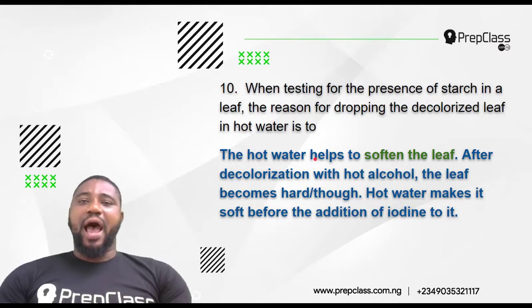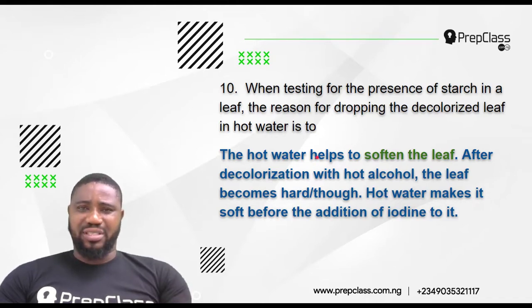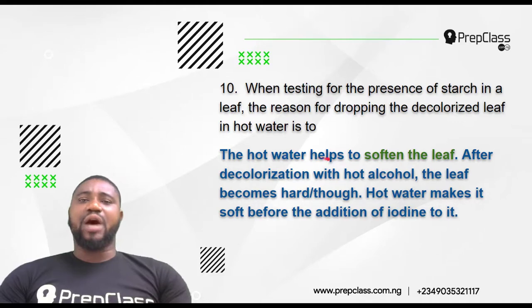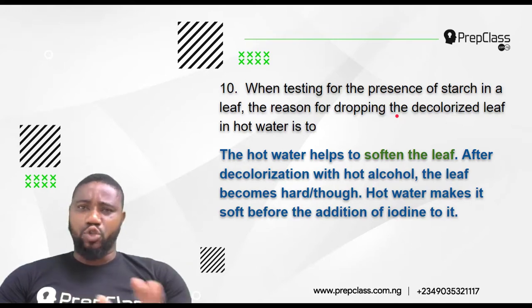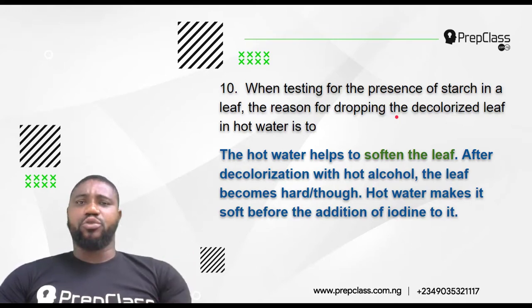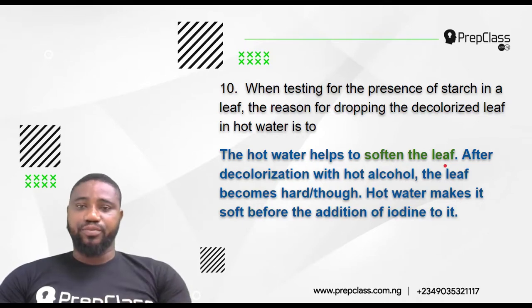Are you following? After it has removed the chlorophyll, the leaf becomes very tough or strong. Very strong, it can just stand, very firm. Then we now drop the leaf again in hot water. After the ethanol or the alcohol has removed the chlorophyll, the leaf will become pale, almost white in color, but very tough. You now place that leaf in hot water. That hot water this time around is to soften the leaf, to make it soft.